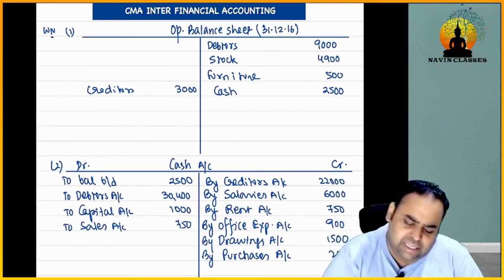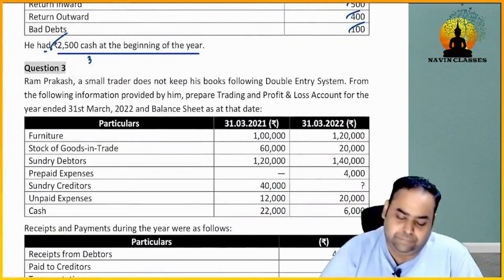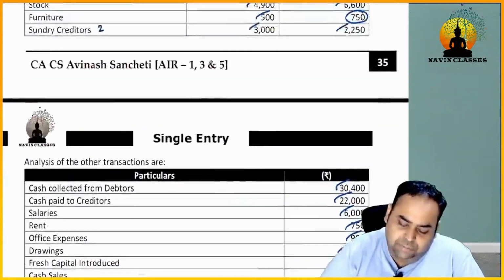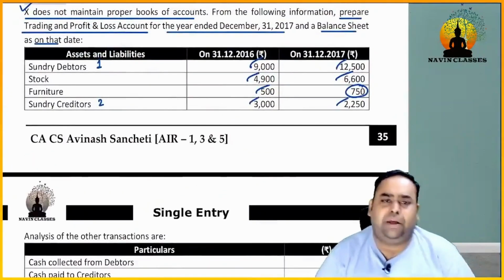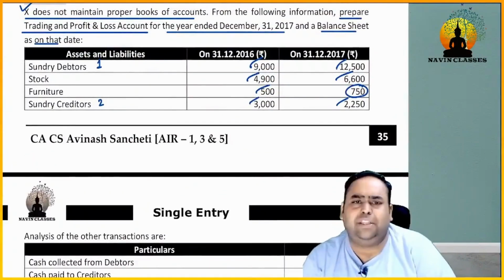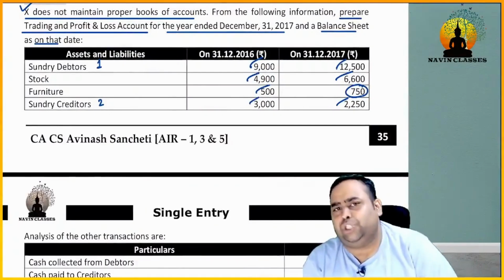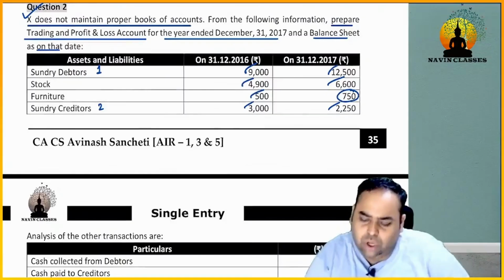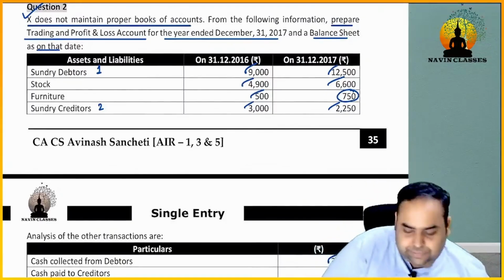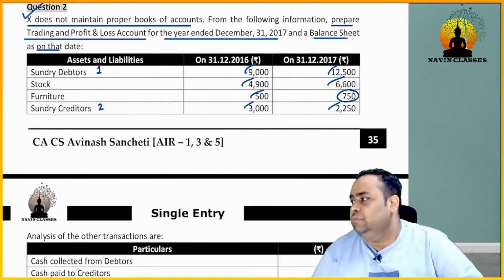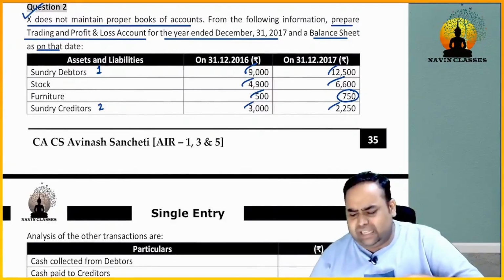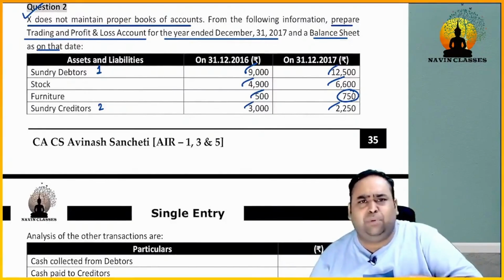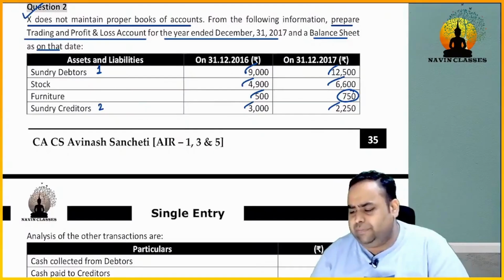So I have written all the information from the question here. Just one piece of information is left out. Furniture's closing balance is left, so look at furniture's closing balance and tell me what you think about it. Speak whatever comes to your mind, like what should have happened. Just tell me what might have happened to the furniture.